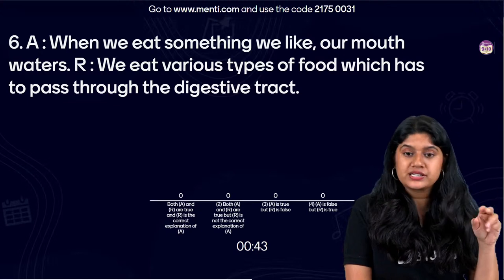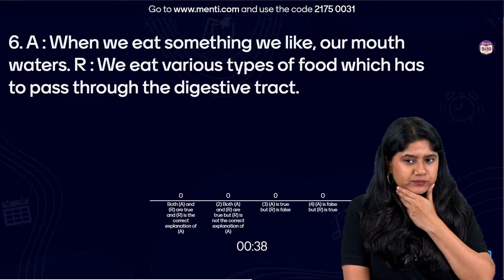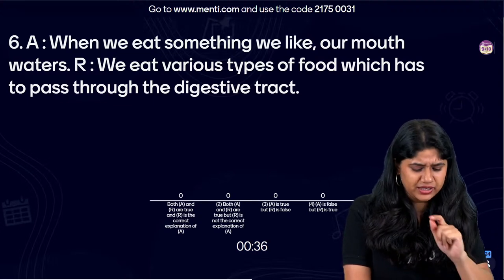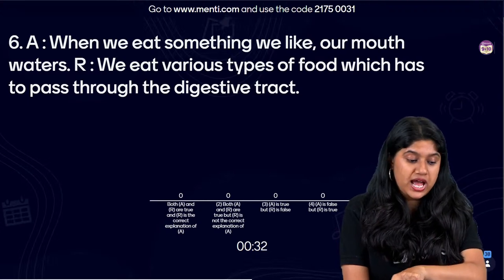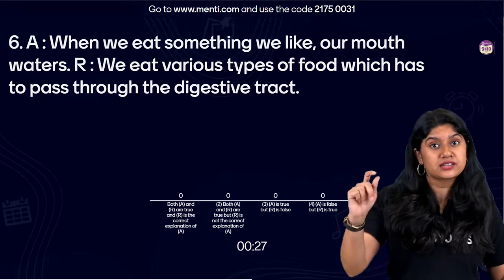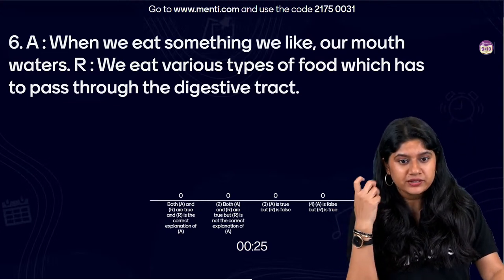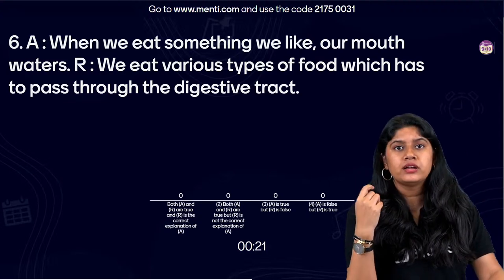So the assertion is that when we eat something we like, our mouth waters. That's for sure. Then the reason is that we eat various types of food which has to pass through the digestive tract. Do you think that it's a right reason for statement A? Think about it.